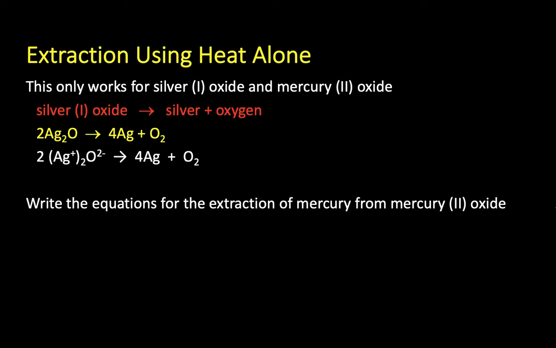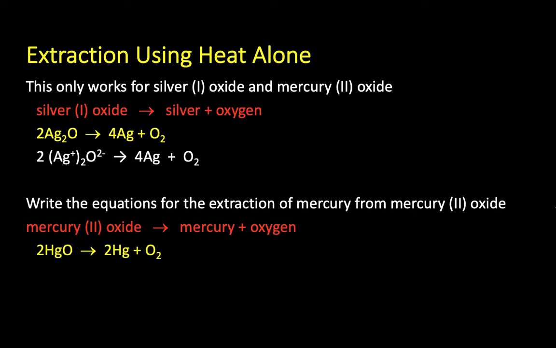How do you think the same equation for mercury 2 oxide is going to look? Well, it's going to look a bit like this. So mercury oxide is split into mercury and oxygen. So our balanced chemical equation for that is 2HgO gives 2Hg plus O2.